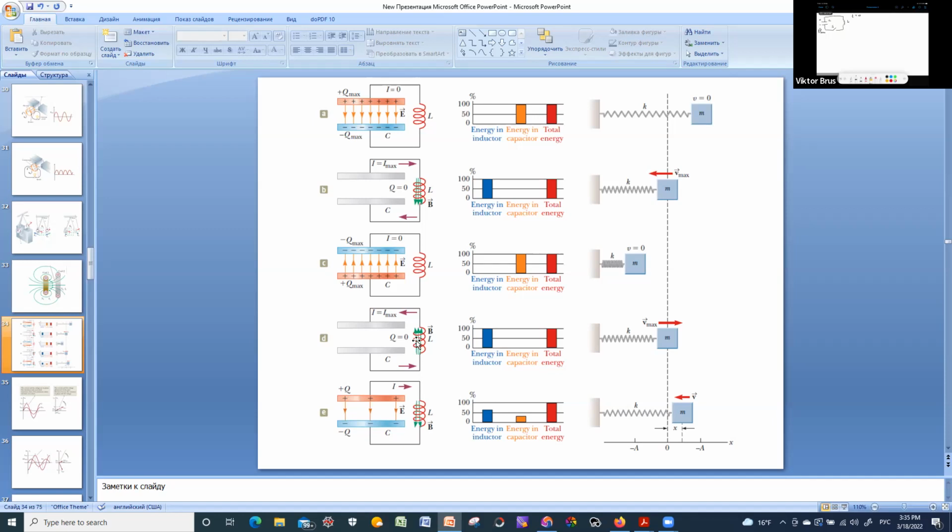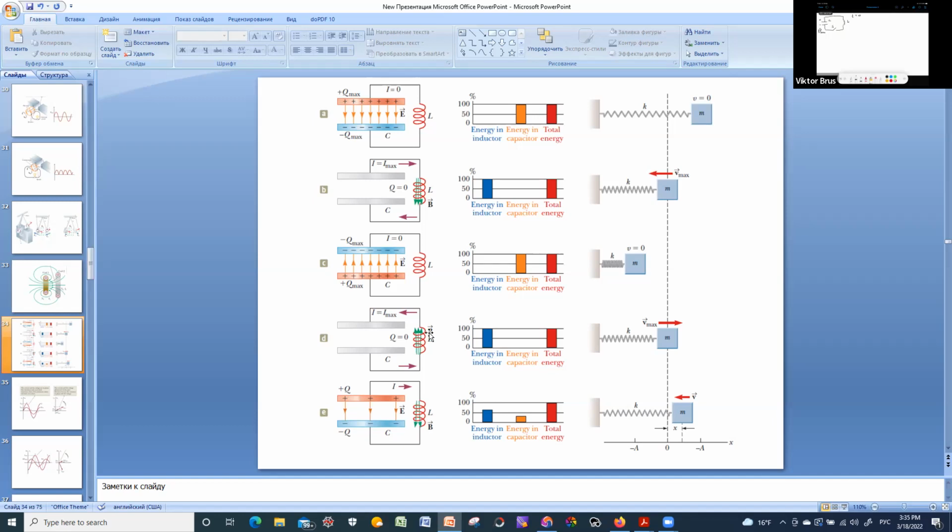So what is important here is that this process will continue without any losses, because we don't have a resistor in this electric circuit, and there are no options to dissipate energy in the form of heat. That's why we always have 100% conversion of electric field into magnetic field and backwards.